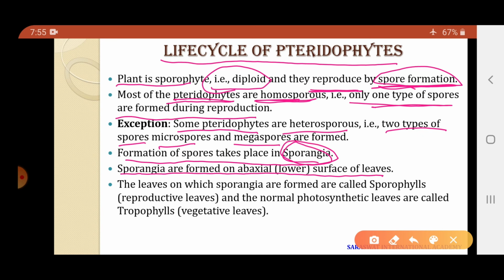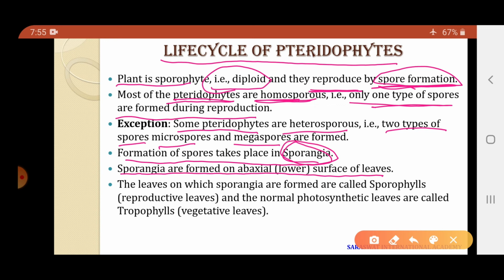See students, listen very carefully. ये life cycles याद से ध्यान से सुनो. It is very easier for you to remember. Main plant body is sporophyte. It develops by the spore formation. In most of the pteridophytes, they are homosporous. That is, they produce one type of spore. But there are exceptions of some pteridophytes which are heterosporous, and they produce two kinds of spores.